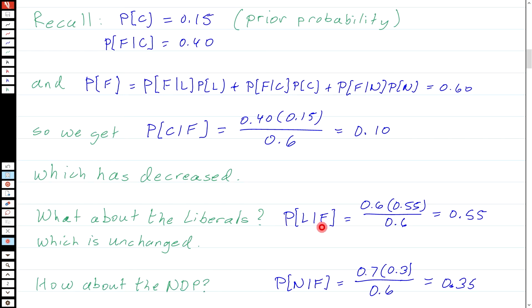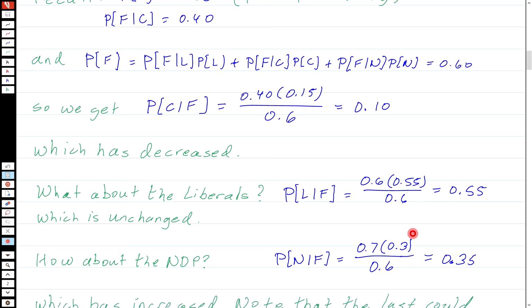The probability that the Liberals got in given funding is going to be the probability of funding given Liberals, which was 0.6, times the probability of the Liberals getting in, which was 0.55, divided by the probability of funding, which is 0.6, and that's 0.55, exactly the same. That's because the probability of funding given Liberals and the probability of funding overall happen to be the same.